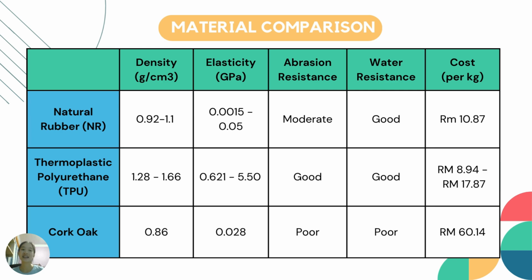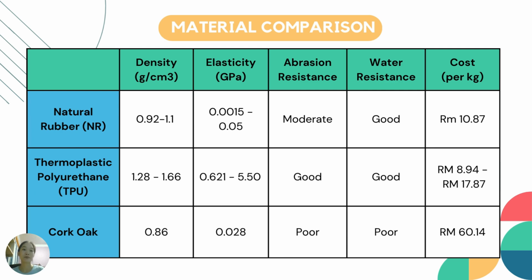Next, elasticity. Natural rubber offers low elasticity, between 0.0015 to 0.05 gigapascals, providing limited energy return. TPU stands out with elasticity ranging from 0.621 to 5.5 gigapascals, making it the most elastic material. Cork oak, however, has the lowest elasticity at 0.028 gigapascals, which may not give the best performance.